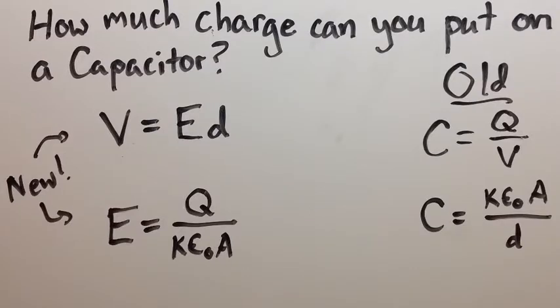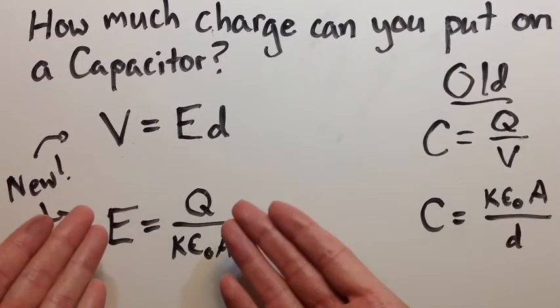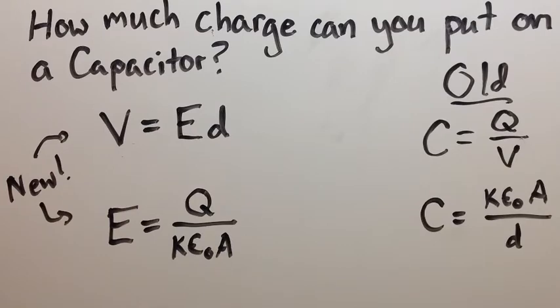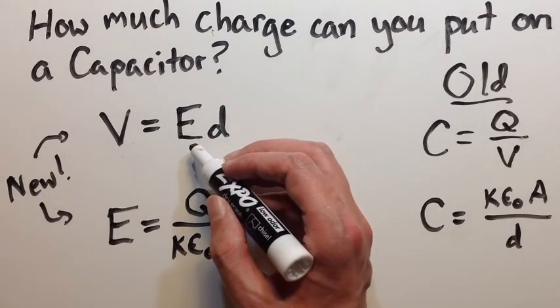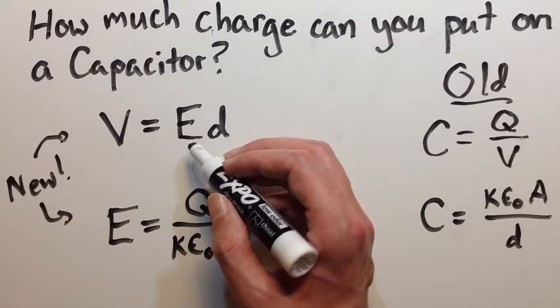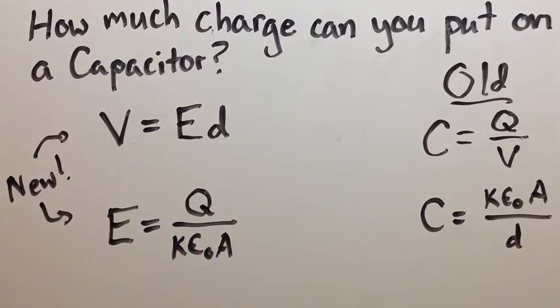All right, on the left we have the new equations. On the right, we have the old equations that you're already supposed to know, but we'll talk about how you put those two together. So bear in mind, E is not always the dielectric strength. It's just what is the electric field. All right, so you can now calculate the electric field between the plates of a capacitor, right?